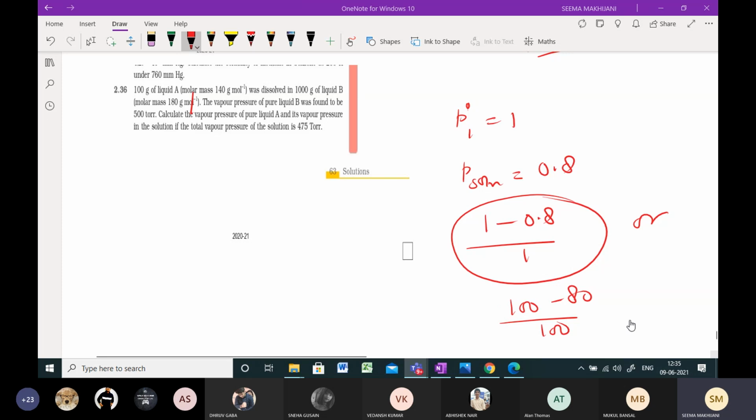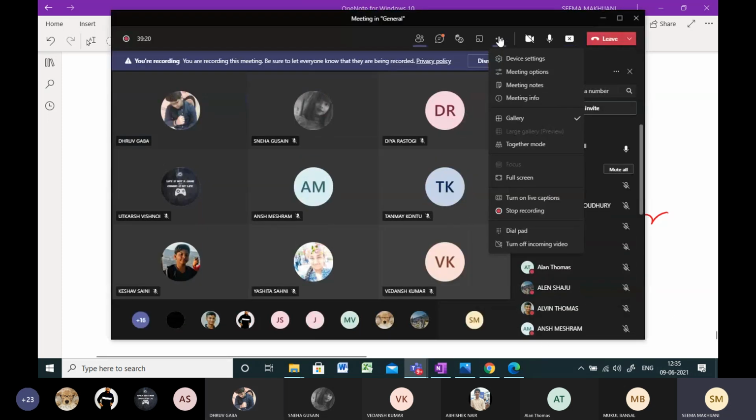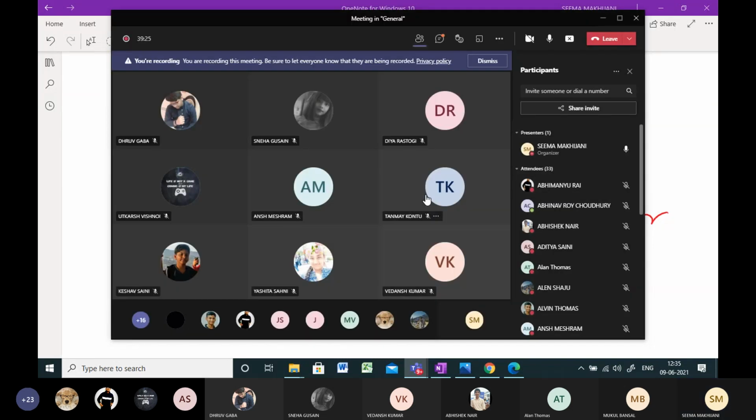Is that okay? Understood? मतलब खुद assume कर सकते हैं. Of course, why not? As long as you get the same value. Is that fine?